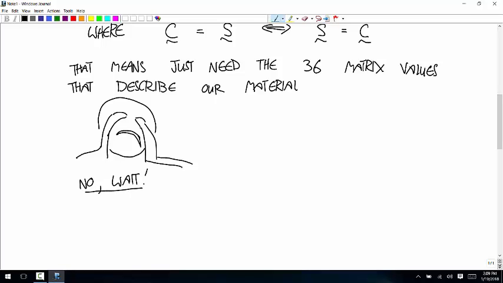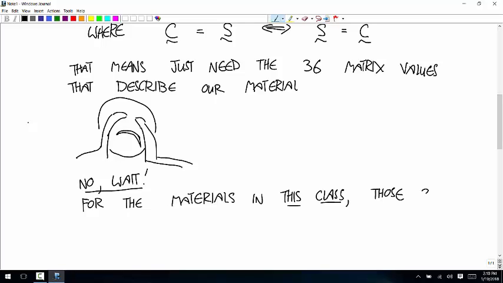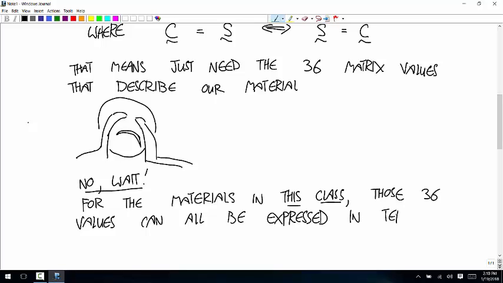For the materials that we're interested in, these engineering materials, the materials that we're addressing in this class, those 36 values can all be expressed in terms of 2 parameters. And actually 2 easily measured parameters.